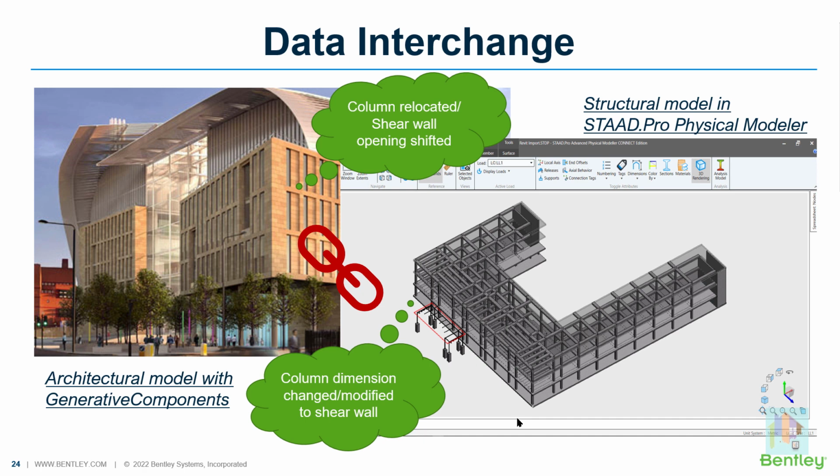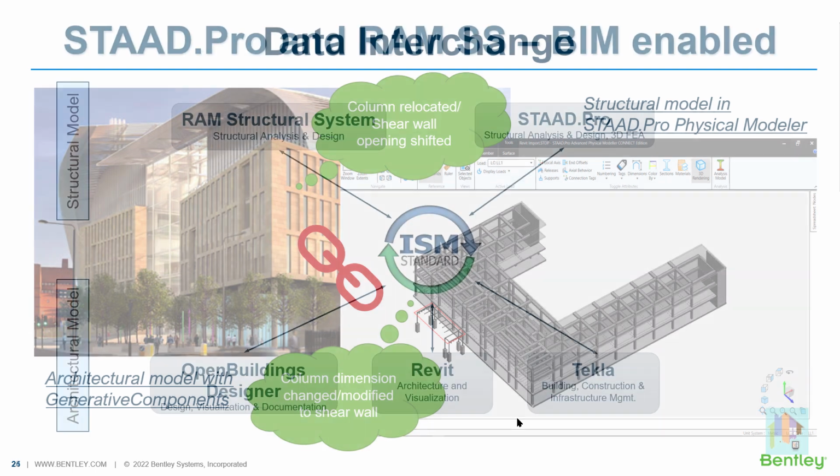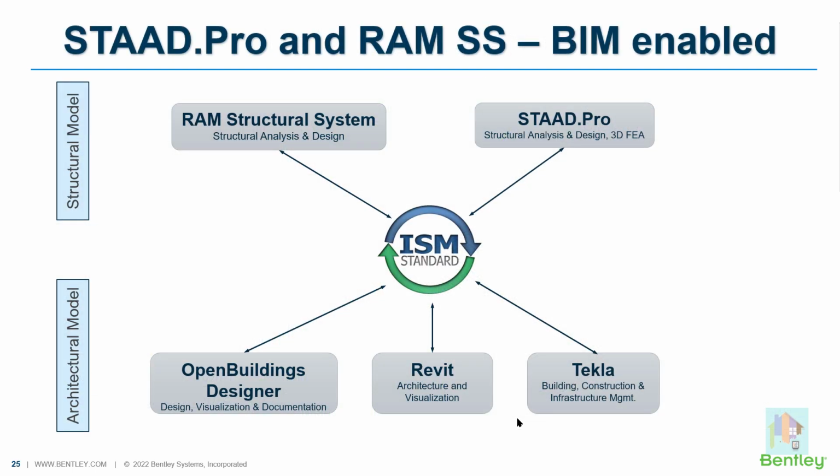Rather, you are going to use the data that has already been generated by the architect, and you want to import some of the data to your structural model. And similarly, you want to export some of your data to your architectural model. By this interlinking workflow, you can achieve something which is not possible if you start the model from scratch, and that can be achieved using the ISM interface.